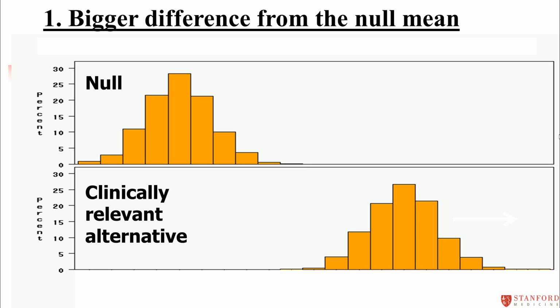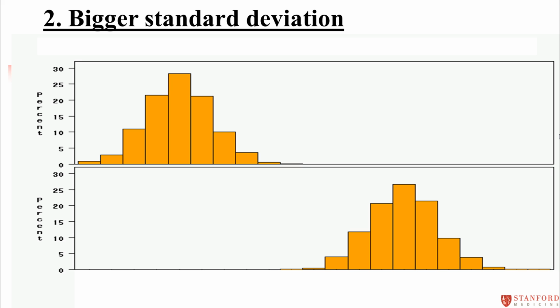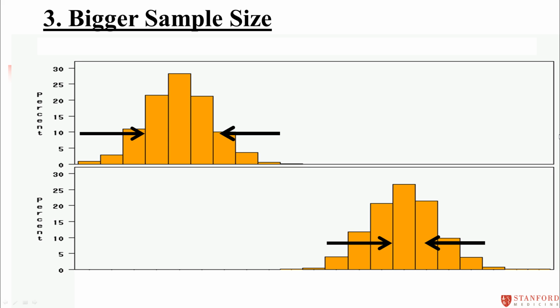So here's the null curve and the clinically relevant alternative curve. If I increase the effect size, if the true difference in means is even bigger, that's going to pull those two curves apart. That's going to increase my statistical power. If I increase the standard deviation of the characteristic that I'm looking at, that's going to increase standard error, that's going to increase the width of those curves, that's going to make them overlap more, that's going to decrease my statistical power. If I increase the sample size, that's going to shrink my standard error, that's going to shrink the width of those curves, that's going to make them less overlapping, it's going to increase my statistical power.